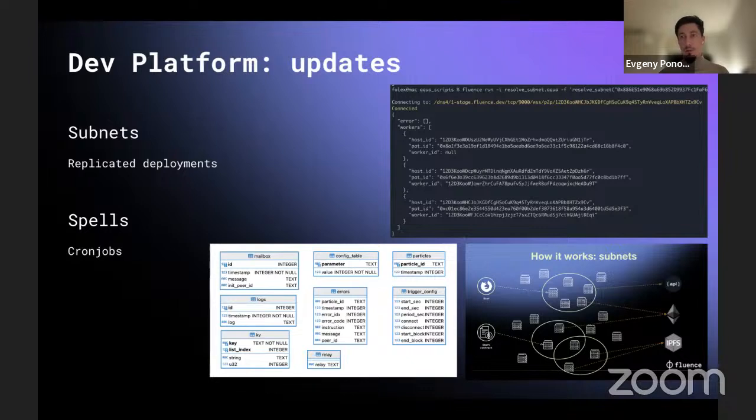So if you want to have it persistent in time, you're going to use both subnets and spells as cron jobs. They've been released, they're live. They are on testnet, and you can use them.